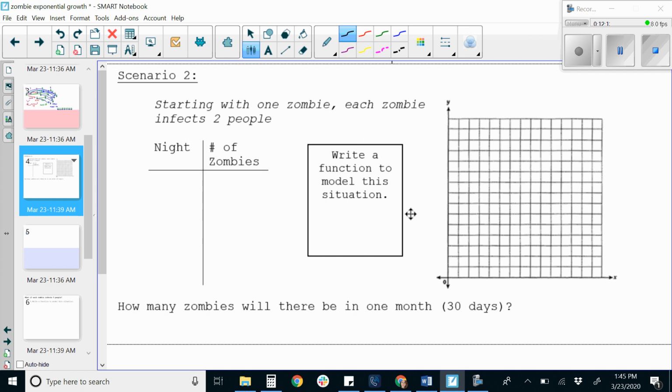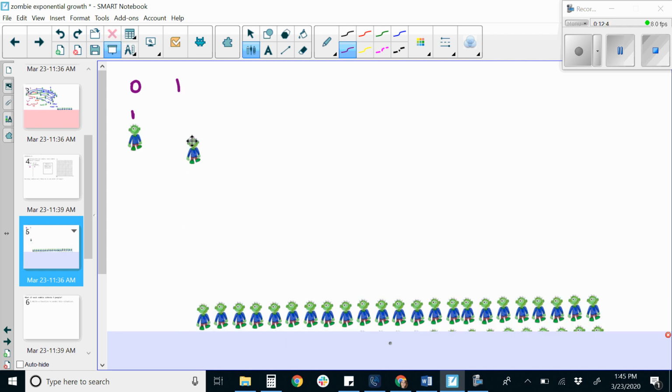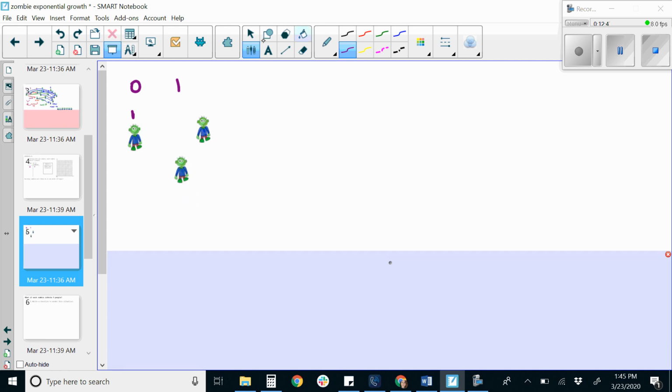All right, I'm not going to graph all of these, but we are going to look at the model. So starting with one zombie, each zombie then infects 2 people. So we start with 1 again. On night 0, we have 1. And each night, 2 more people are infected. So let's take a look. What does that look like? So this is night 0, and we have 1 infected. So on night 1, that person is going to infect 2. So we have 2 new zombies for a total of 3.